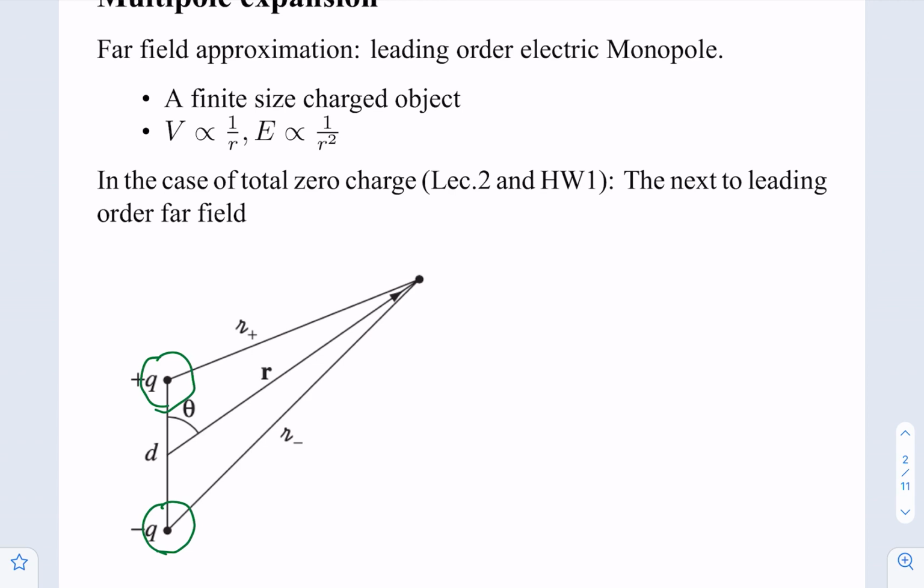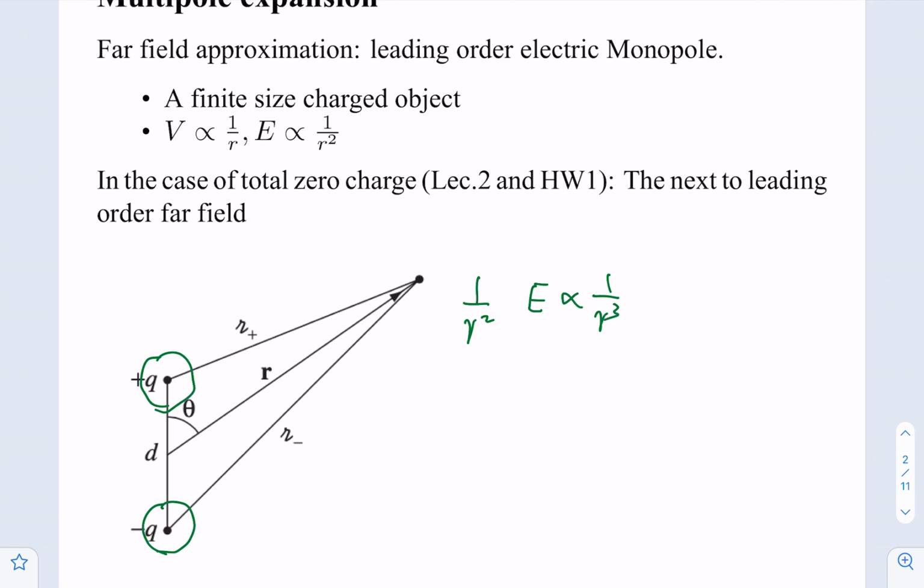Do you still remember that? What's the order of V proportional to? Is V proportional to 1 over r squared? If you forgot, the answer is 1 over r squared, and the E here is proportional to 1 over r cubed. You can look up your homework.